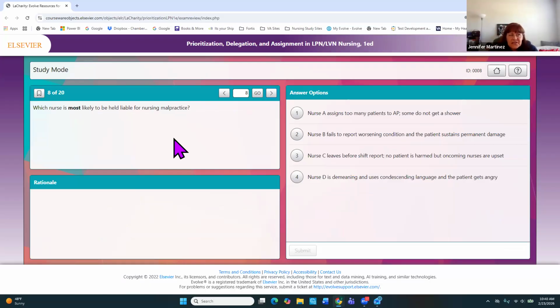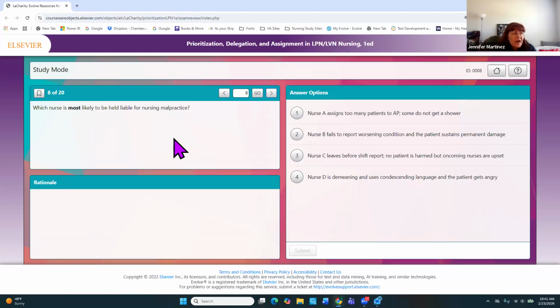Which nurse is most likely to be held liable for nursing malpractice? So Nurse A assigns too many patients to the assistive personnel. Some do not get a shower. Nurse B fails to report worsening condition, and the patient sustains permanent damage. Nurse C leaves before shift report. No patient is harmed, but oncoming nurses are upset. Or four, Nurse D is demeaning and uses condescending language, and the patient gets angry.